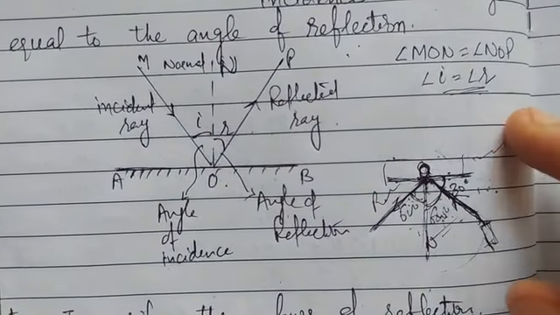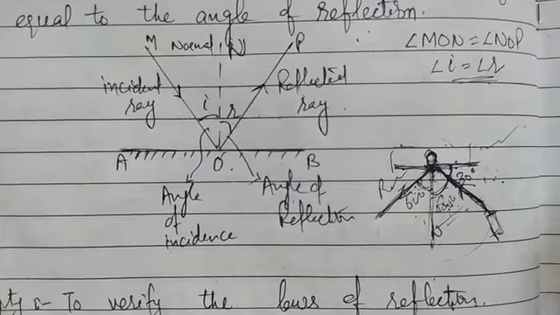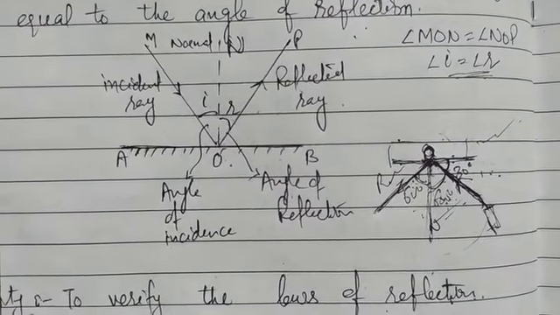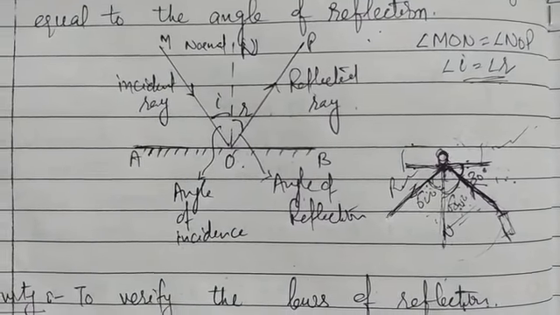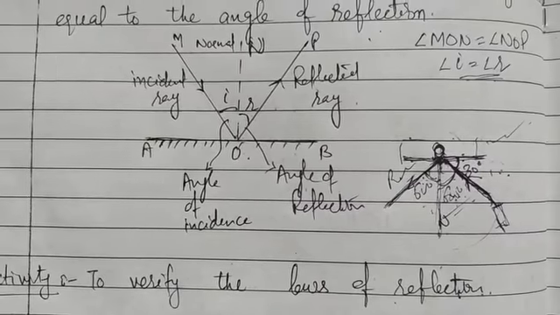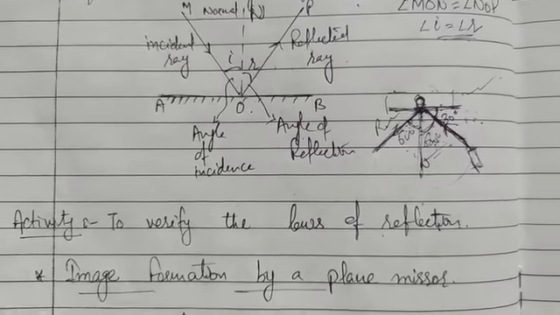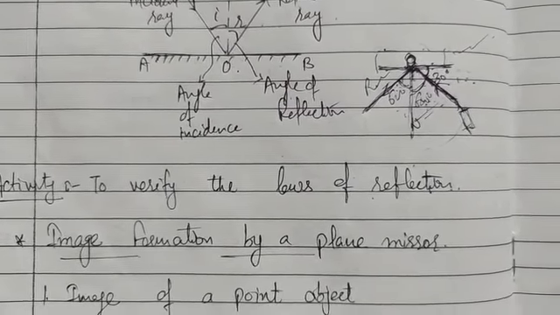So in this way you can verify the laws of reflection, or you can follow the other activity. You can do the other activity that is mentioned in your book. You can read that activity. Next is image formed by a plane mirror.